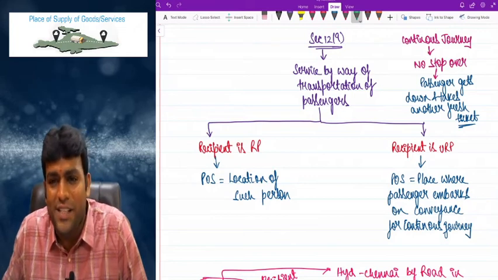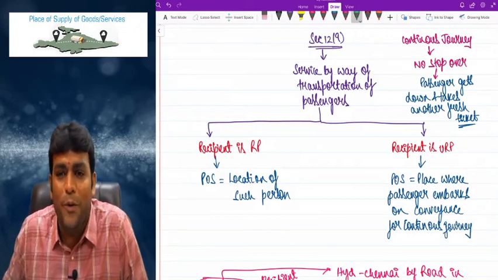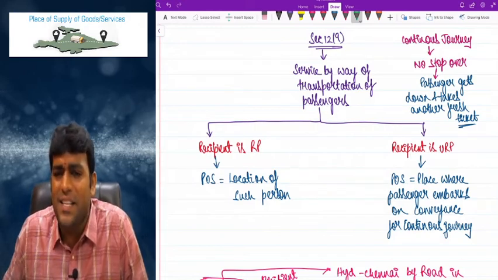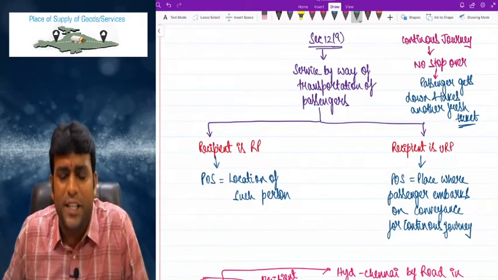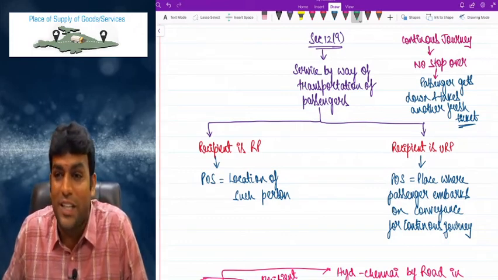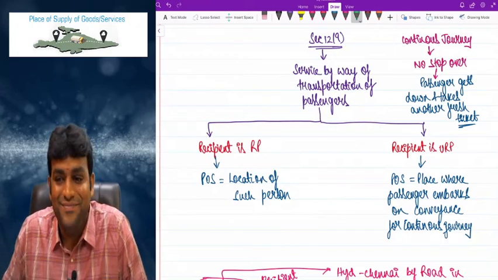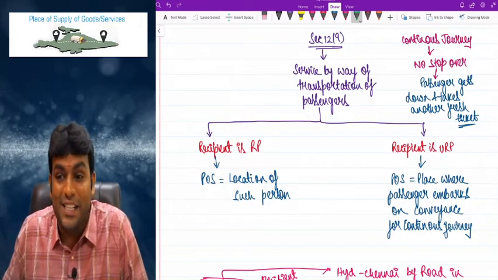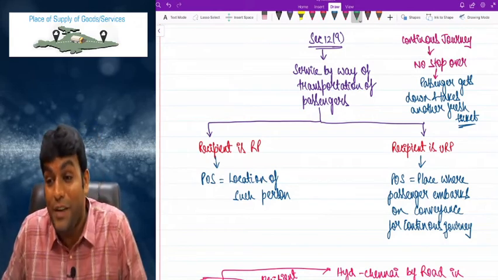And continuous journey is a case where there is no stopover. Stopover means what basically? Stopover means the passenger will get down and take one more ticket. That is called stopover. And if there is a stopover, we will not call it a continuous journey. And to understand this, I gave a brilliant example. And that too, I gave a practical example of what Shiva Teja himself has experienced.